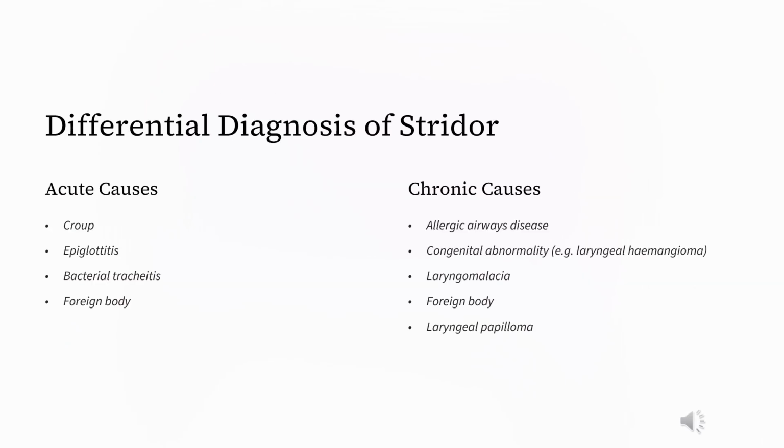Now, what are the differential diagnoses of stridor? When a child comes with stridor, what all you will think of? You can divide the causes into acute and chronic. Acute causes are croup, epiglottitis, bacterial tracheitis, foreign body. And chronic causes are allergic airway disease, congenital abnormality like a laryngeal hemangioma, laryngomalacia, foreign body, and a laryngeal papilloma.